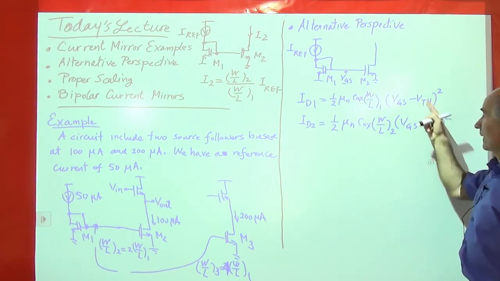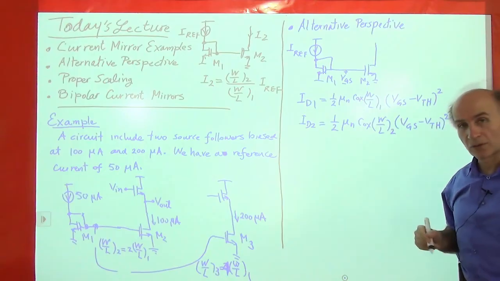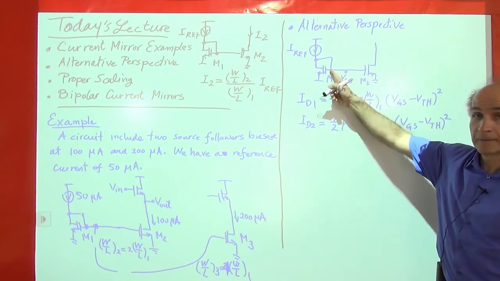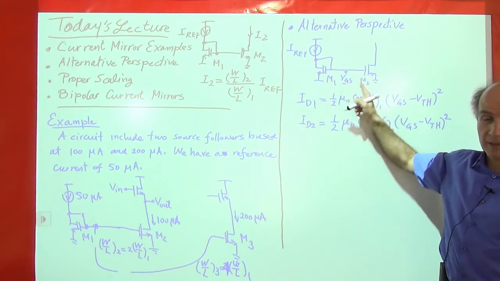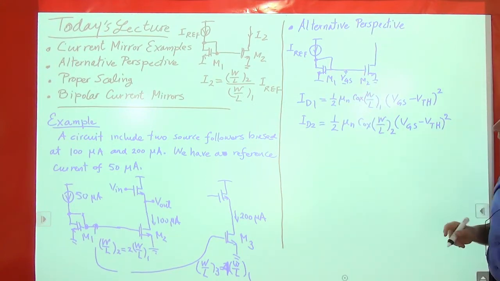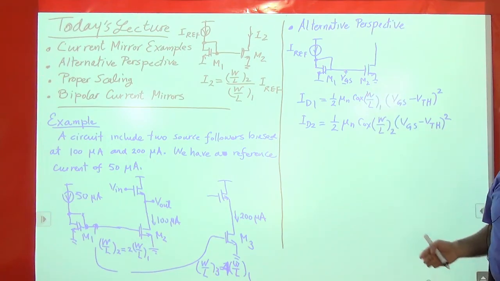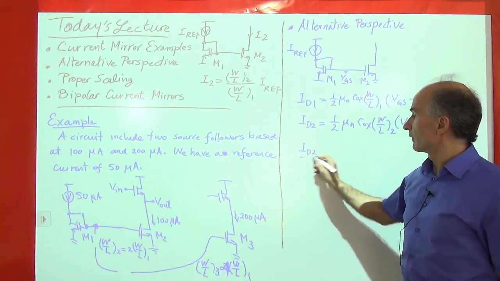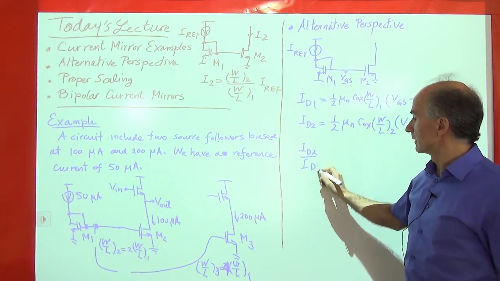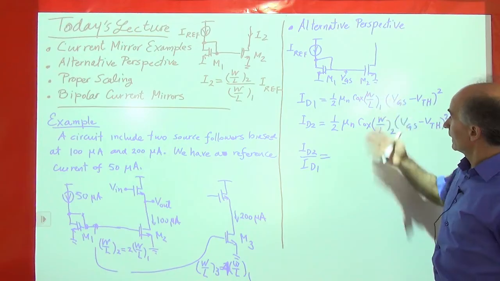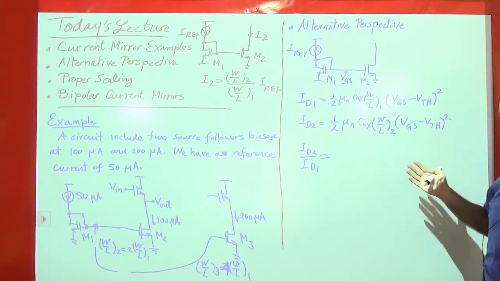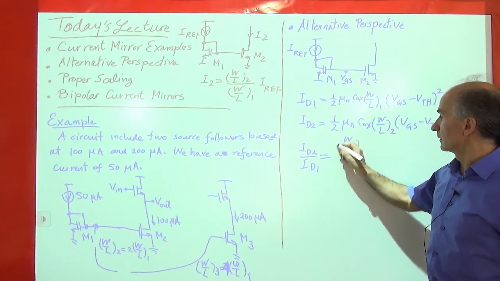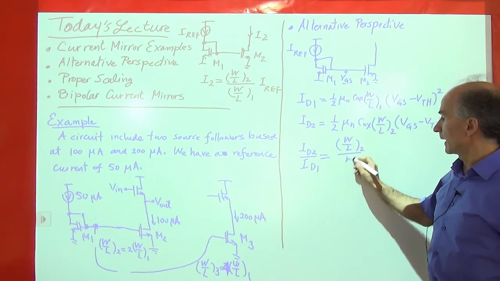We're also assuming that they have the same threshold voltage. So we see that they have the same VGS because the gates are shorted and the sources are shorted. Okay, so what does this tell us? This tells us that ID2 over ID1 is equal to, everything cancels out, right? The only thing that's left over is this: W over L of 2 over W over L of 1.